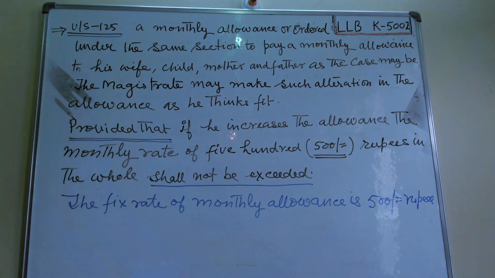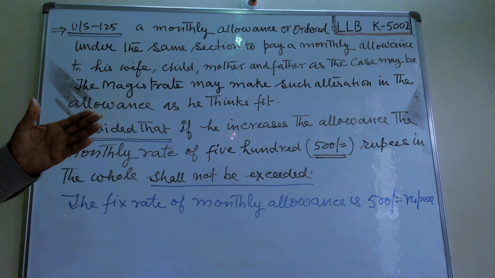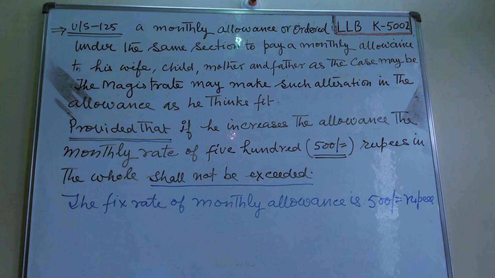My dear friends, under section 125, a monthly allowance or order under the same section to pay a monthly allowance to his wife, child, mother, and father, as the case may be, the magistrate may make such alteration in the allowance as he thinks fit, provided that if he increases the allowance, the monthly rate of 500 rupees in the whole shall not be exceeded. The fixed rate of monthly allowance is 500 rupees from the court side.